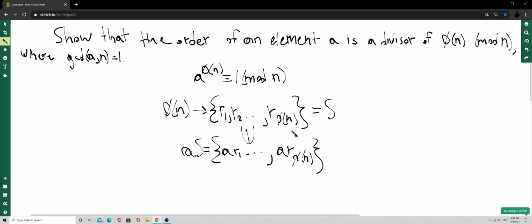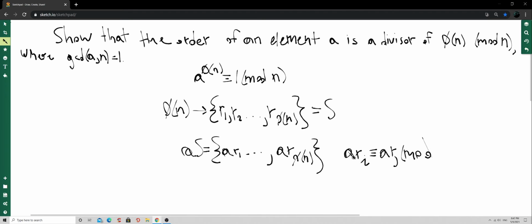Now, the last thing that we wish to show is that this set is a permutation of this set. In order to show that, we want to show that all of these are distinct. If they're not distinct, then a·r_i is congruent to a·r_j mod n.